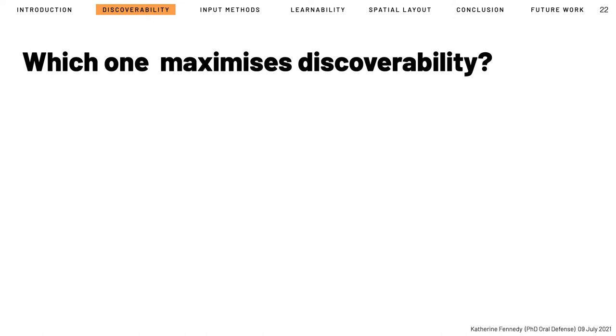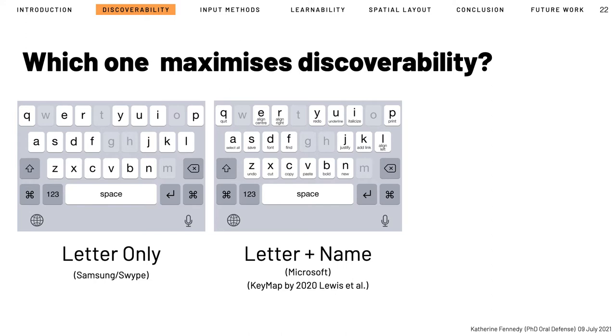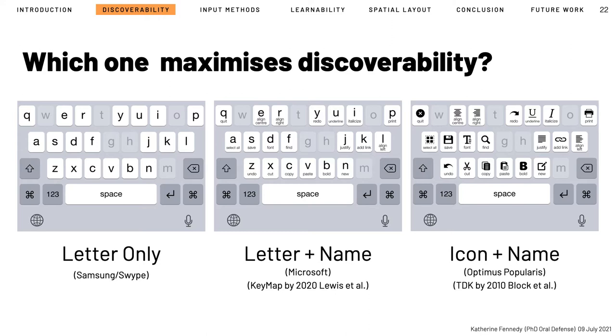We have 3 design variants to compare. First variant is letter only. Second variant shows both letter plus name of command. Third variant shows both icon plus name of command. This last variant is inspired by Optimus Popularis and TDK, which use only command icons in their physical keyboards.